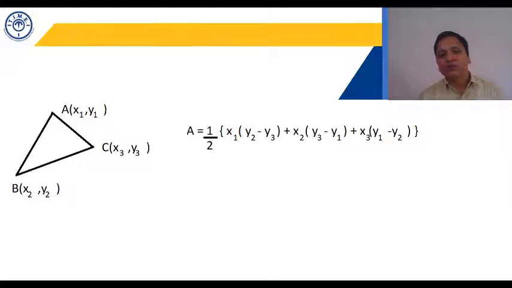Half x1 then y2 minus y3, plus x2 then y3 minus y1, plus x3 then y1 minus y2. Please maintain the cyclic order. X is outside the bracket and the difference of y is inside the bracket. I'm repeating it once again, easy to memorize. It's half x1 (y2 minus y3) plus x2 (y3 minus y1) plus x3 (y1 minus y2). In this way we can find the area of a triangle.